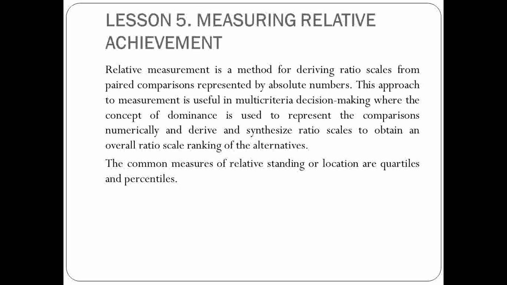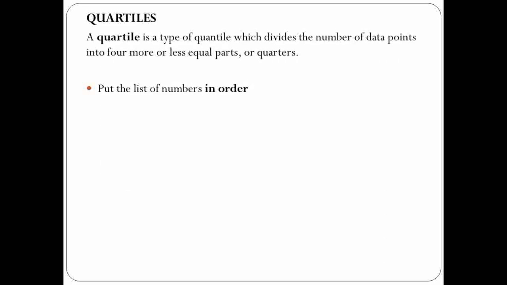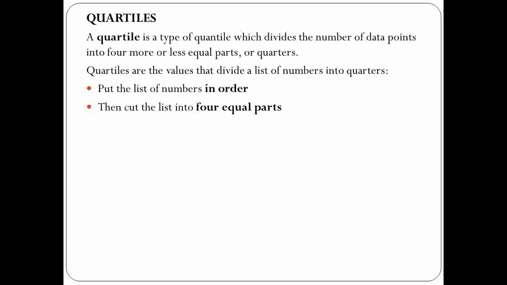The common measures of relative standing or location are quartiles and percentiles. A quartile is a type of quantile which divides the number of data points into 4 more or less equal parts, or quarters. In order to calculate quartiles, you have to first put the list of numbers in order, then cut the list into 4 equal parts. The quartiles are at the cuts.